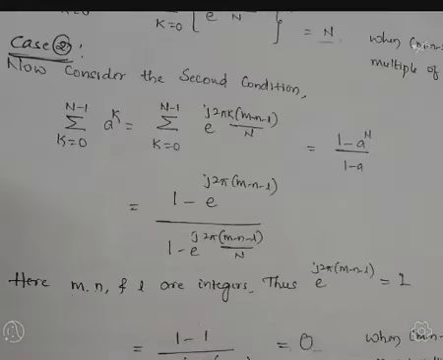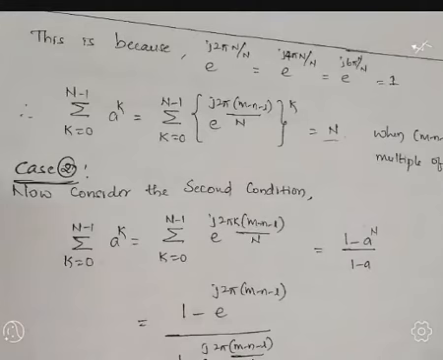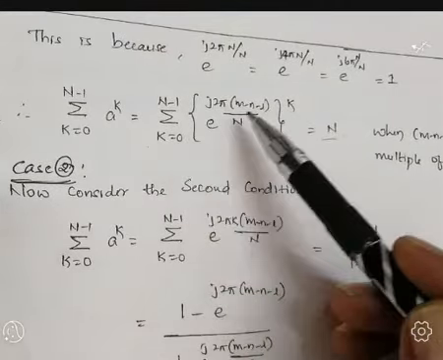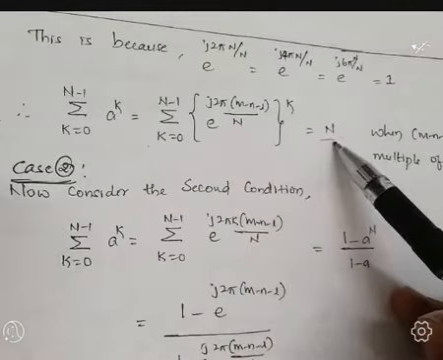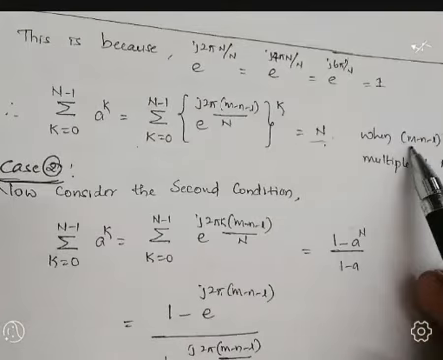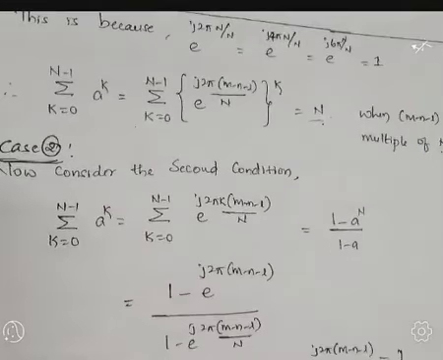Hence, we can write here summation over limits k equal to 0 to n minus 1 of a to the power k is equal to summation over limits k equal to 0 to n minus 1, this is the a term, power term is k. This one we are going to write as n when the condition applies, when m minus n minus l is a multiple of n. Okay.